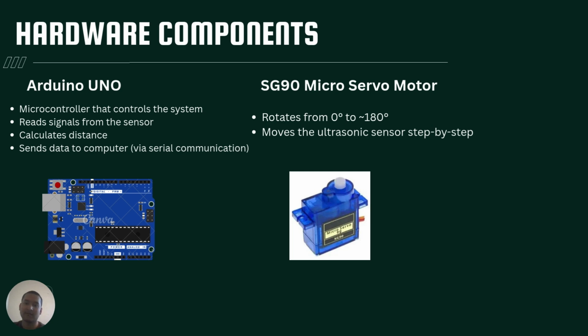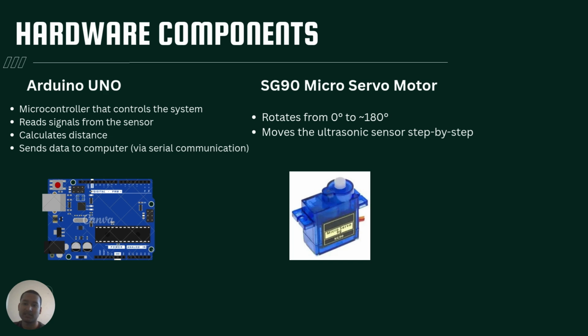Now let's look at the hardware components used in the project. First component is the Arduino Uno. It acts as the main controller of the system. It reads the data from the ultrasonic sensor, processes the measurements, and sends the results to the computer through serial communication. It is also responsible for controlling the movement of the servo motor, which will rotate the HC-SR04 sensor.